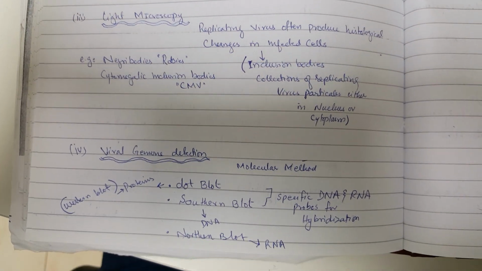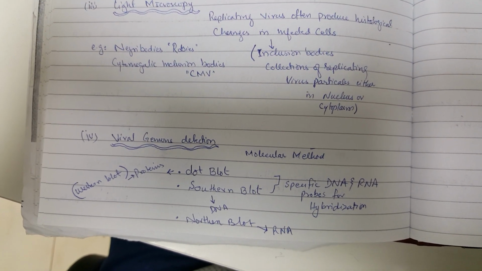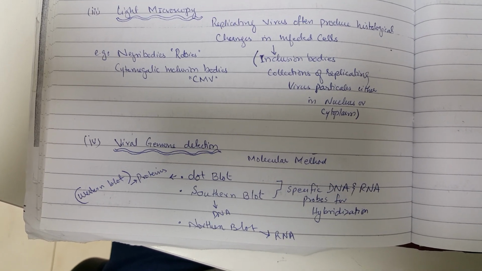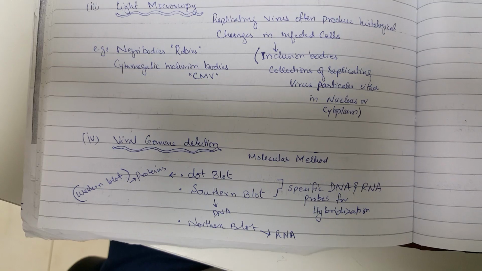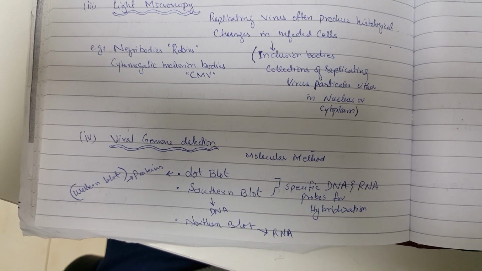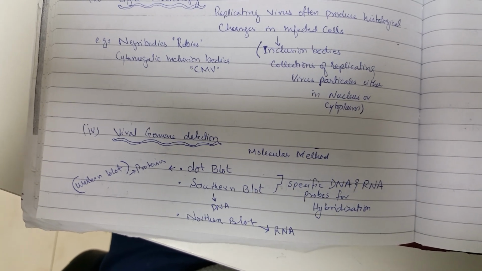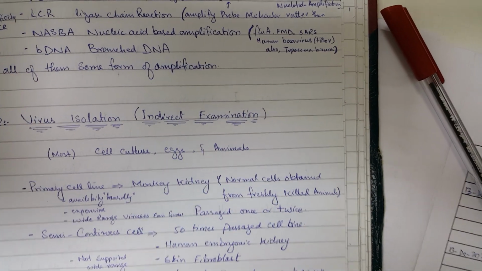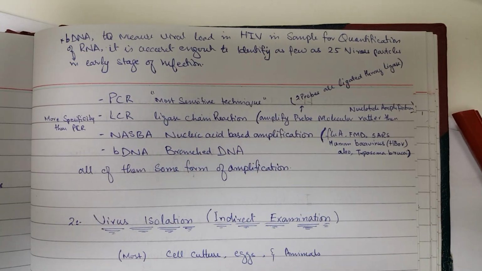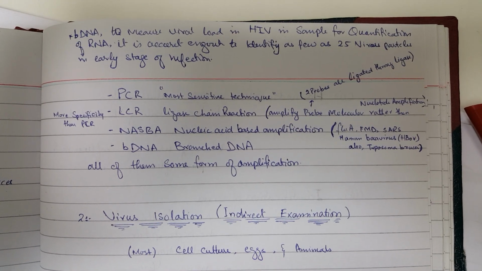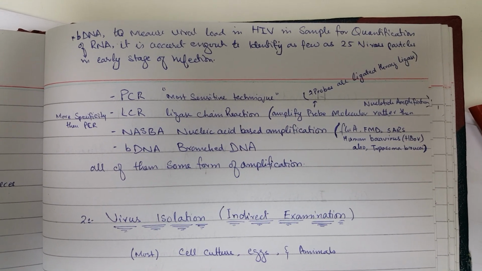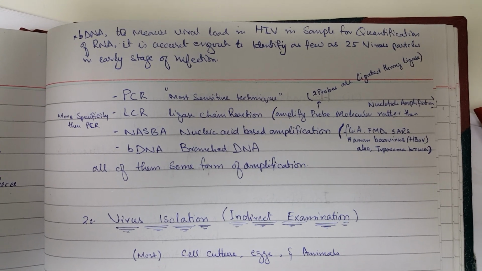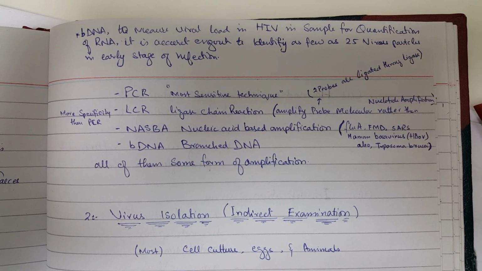Viral genome detection uses molecular methods: dot blot, Western blot, which is mostly used for proteins, and Southern blot, in which specific DNA and RNA probes are used for hybridization, and Northern blot is most widely used for RNA. The PCR is the most sensitive technique, and ligase chain reaction amplifies the probe molecule rather than the nucleotides. Two probes are ligated through ligase enzyme. It's more specific than PCR.